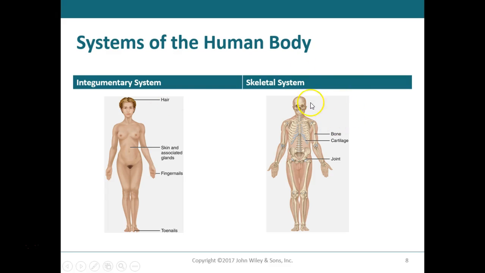The skeletal system, you see here the bones of the human body. So when we start studying bones, we'll name all these bones and learn different pieces and parts of them. But here a common bone that everyone knows is the femur. And then we've got the radius and the ulna and the humerus and the ribs and the vertebrae and the bones of the skull. All of these individual bones make up the organs of the skeletal system.